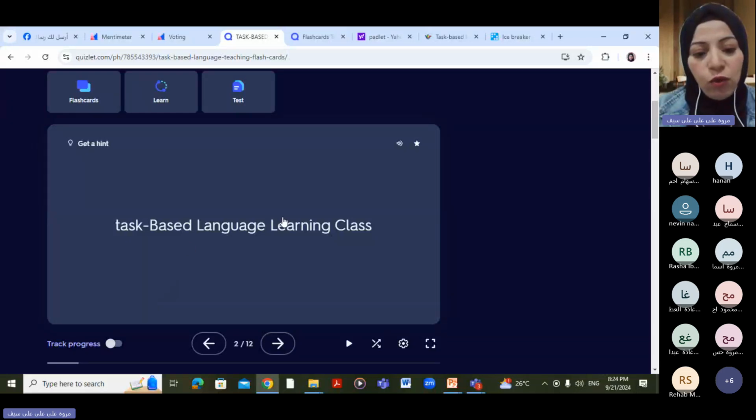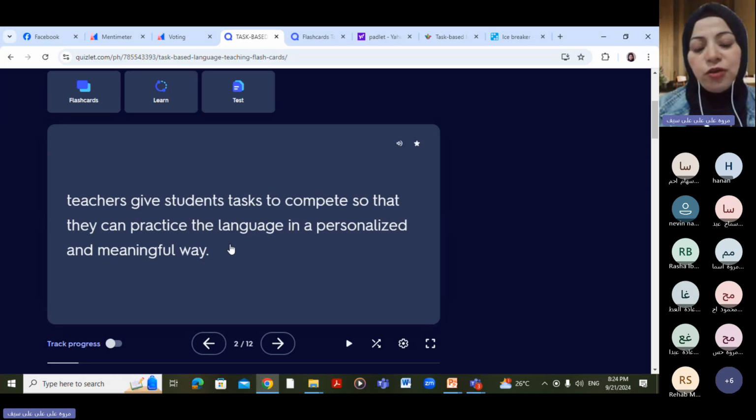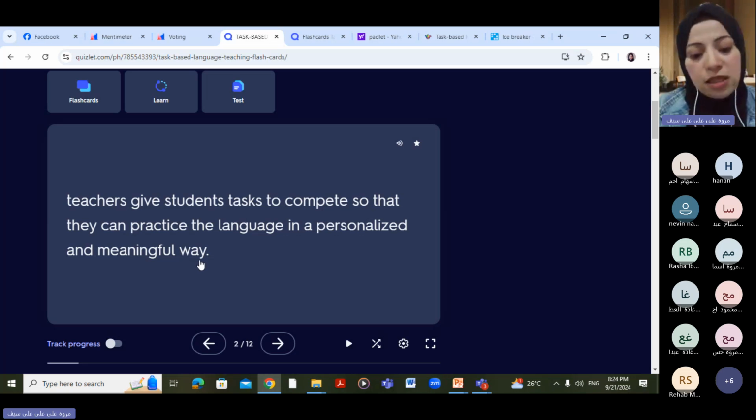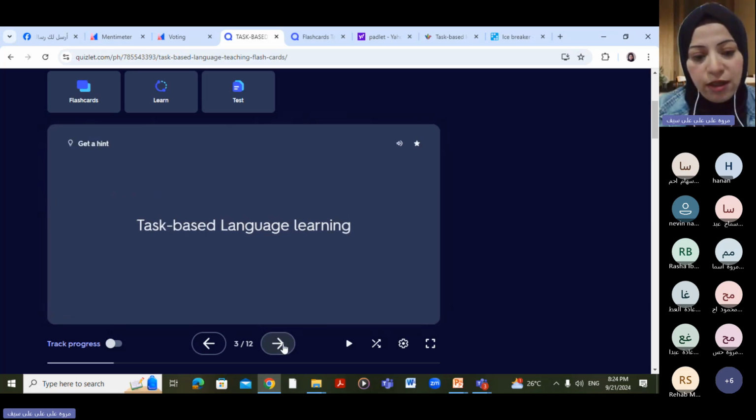So I have one more concept, task-based language learning class. What is the task-based language learning class? I'll press it. It gives me the definition or information about this concept. Teachers give students tasks to complete so that they can practice the language in a personalized and meaningful way. So this is the task-based learning class. And we move on to learn the other concepts. I'll give you time for this and I'll study them too with you here. Then we will have the test together.